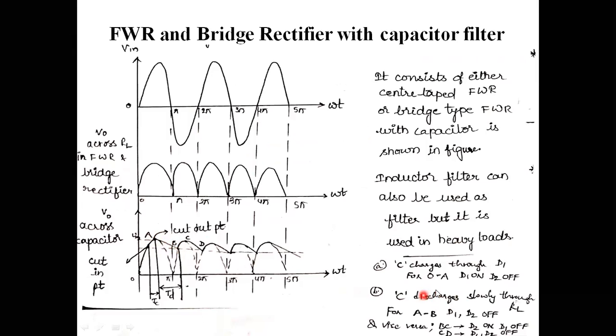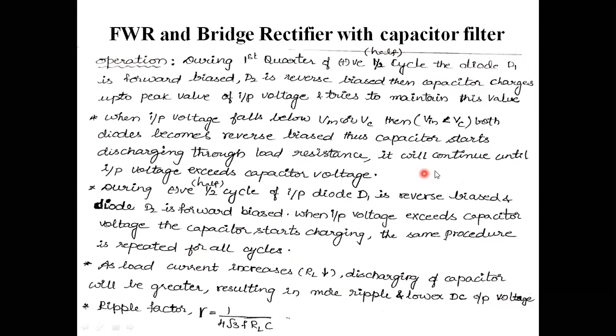Discharging of the capacitor may take place. Then I can treat both the diodes as being in reverse bias condition here. It will continue until the input voltage exceeds the capacitor voltage.